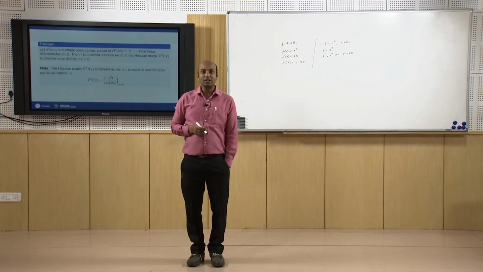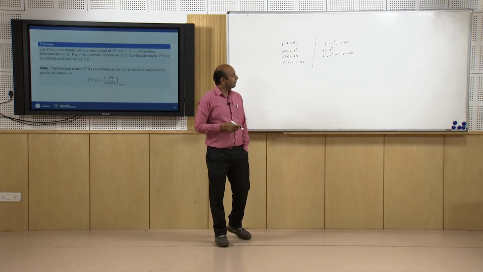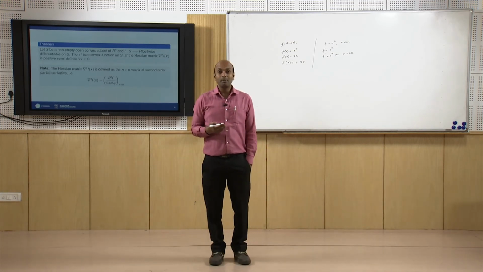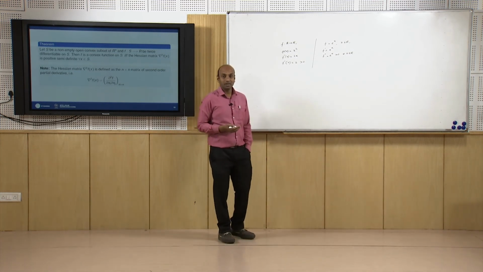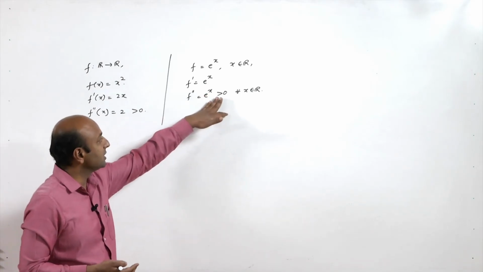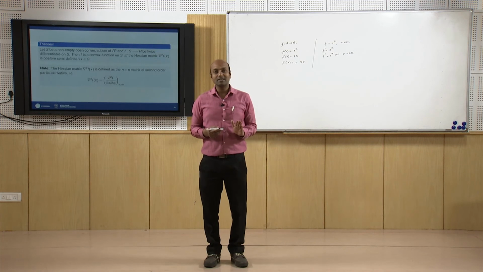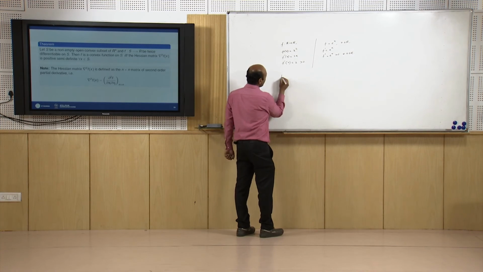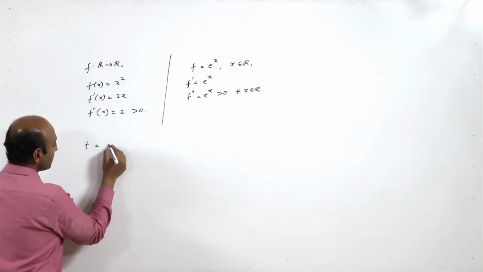In fact, these are strictly convex, because if the Hessian matrix is positive definite, then the function is strictly convex. We have a result for this. Similarly, suppose you have x1 square plus x2 square.